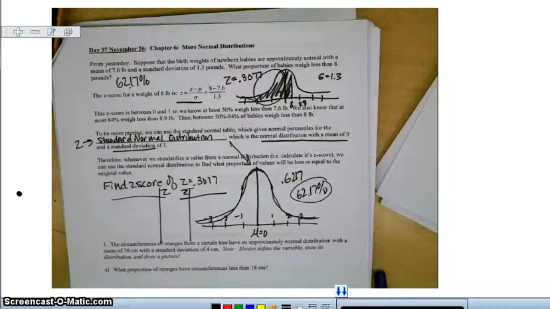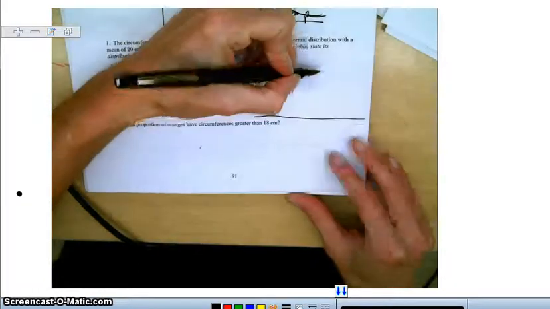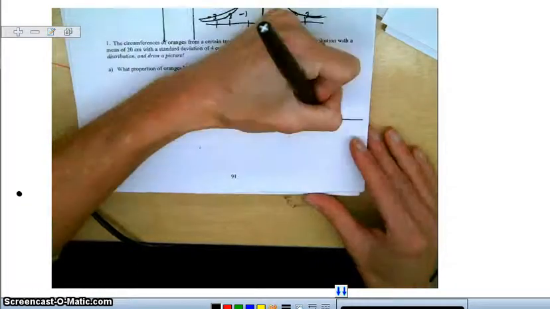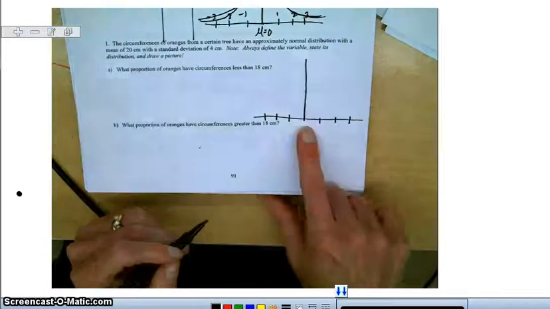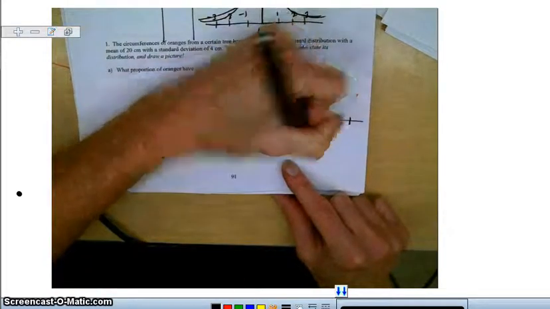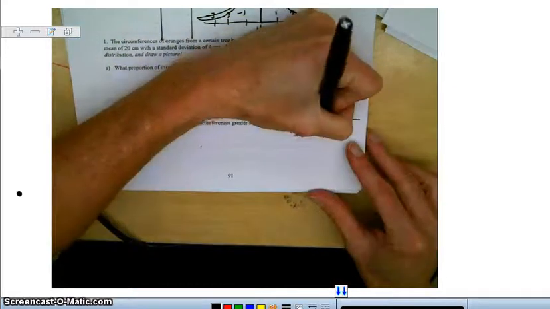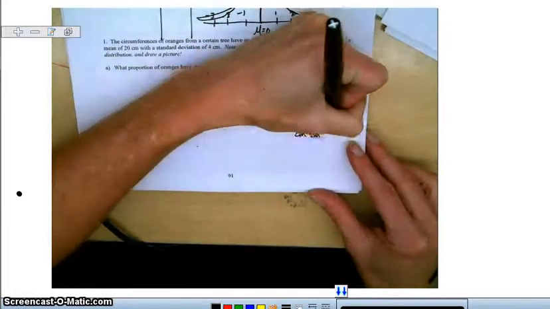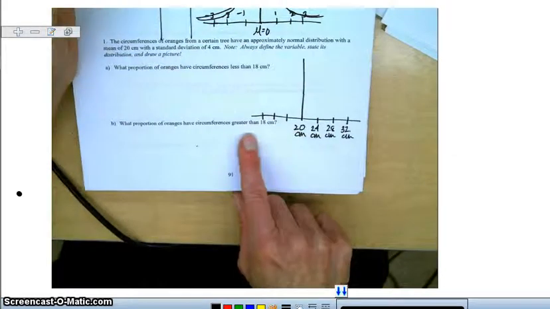So the first thing I'm going to do, and I'm just going to use this picture for all of my orange problems here. So I want to draw a good one. I want to make it kind of big. It'll probably look pretty messy by the end. So I draw, there's going to be my mean in the middle. There's 20 centimeters. And then a standard deviation of 4, which means I add 4, add 4, add 4. So 24 centimeters, add 4, 28 centimeters, add 4, 32 centimeters, and then subtract 4 the other direction.